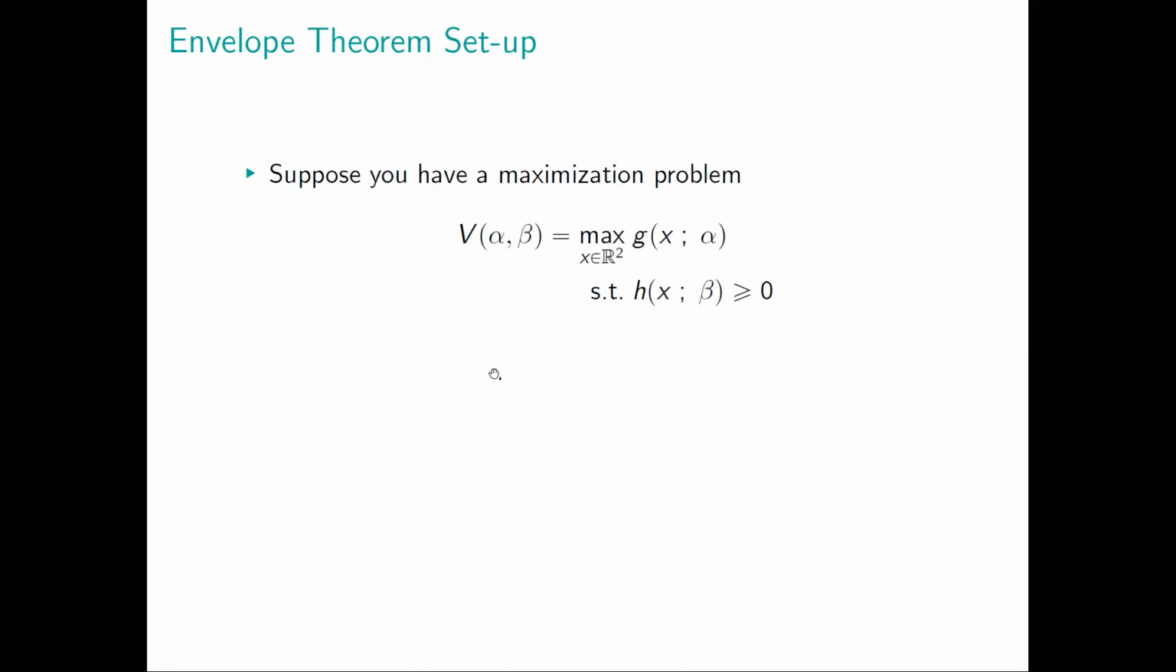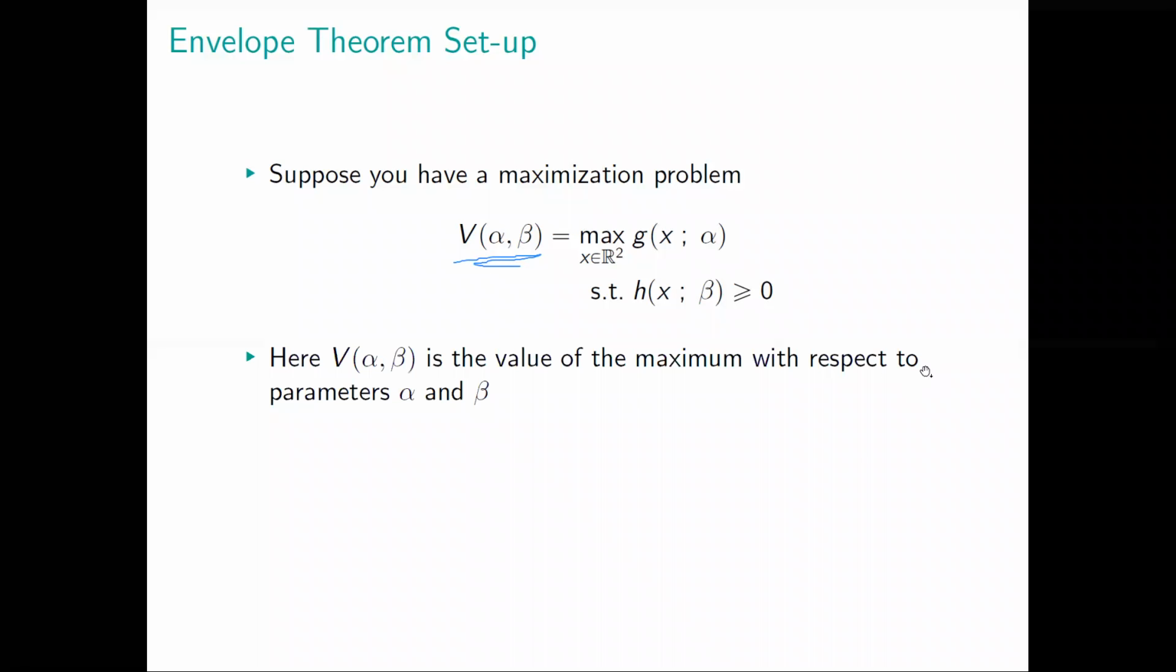So first, let's talk about the envelope theorem setup. Suppose you have a maximization problem where you're maximizing this function g with respect to x, where g depends on alpha, and you have a constraint h that depends on beta. First, you can just write the maximum of this optimization problem as a function. This function has a special name, the value function, the value of the maximum, and it depends on parameters alpha and beta, but it does not depend on x.